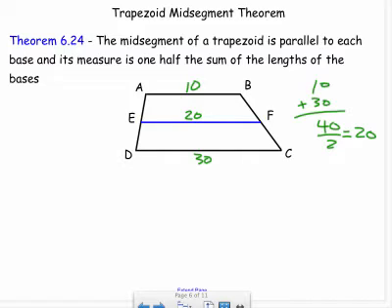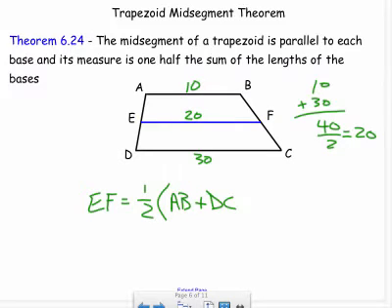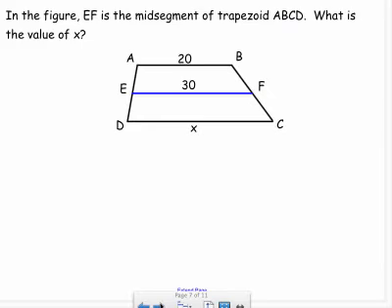And so really, all I would have to do to find EF, the midsegment, is take half the two parallel segments added together, so AB plus DC. I can use the formula there, or if I can think through it mentally, that might actually be easier in this case. Let's take a look at an example of how we can do it both ways.